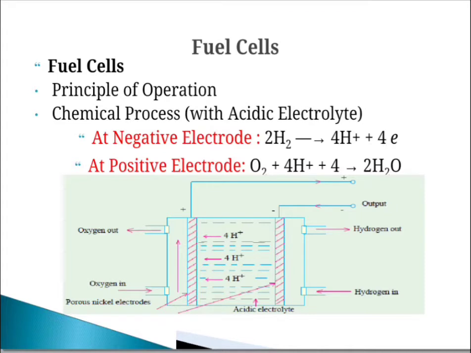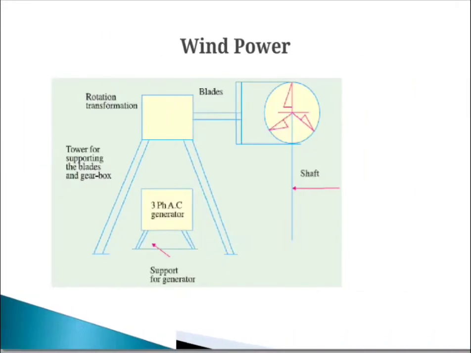Then after the chemical reaction, oxygen and hydrogen come out from the cell, and the output is obtained from the electrodes and connected to the outside circuit with the help of wire. Then we have to discuss the wind turbine, or wind power. With the help of a wind turbine, we generate electricity.